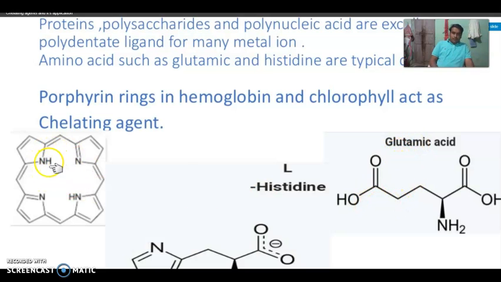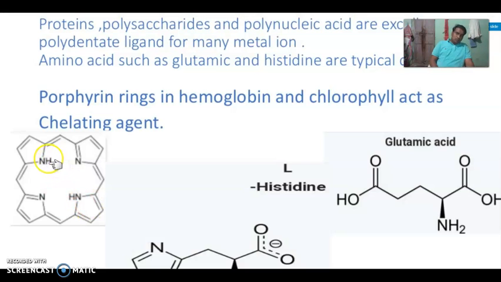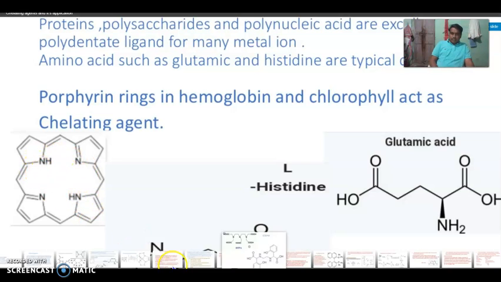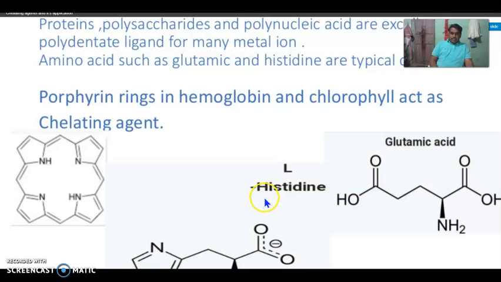Here, one porphyrin ring forms four bonds with a single metal. Here, histidine also forms one, two, three, four bonds. Here, glutamic acid also forms one, two, three, four, five bonds. These are examples of naturally occurring chelating agents.